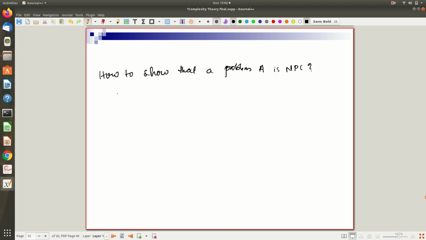So let me tell you, the first step is to show that A is in NP, and it is mostly straightforward, and you know why. There will be a non-deterministic polynomial solution unless the problem is inherently exponential. That may not be the case; it may be non-deterministic exponential time, something like that.